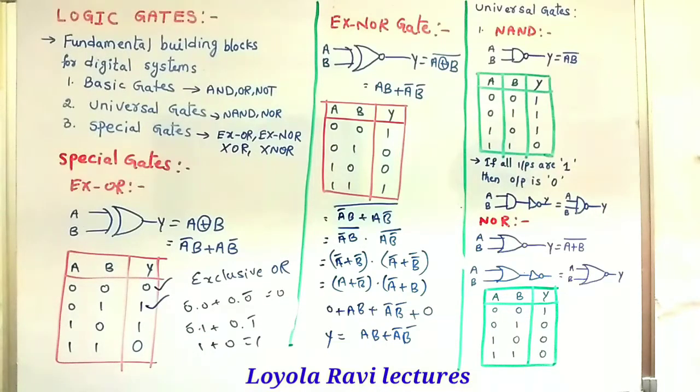Okay, these are used for special operations, that is XOR operation and XNOR operation. Like this we are going to divide all logic gates into basic gates, universal gates and special gates. By using all these gates we can implement any logic function or draw any logic circuit. That's why these are called fundamental building blocks for digital systems. In the next class we will see implementation of all gates by using NAND and NOR gates. Okay, thank you.